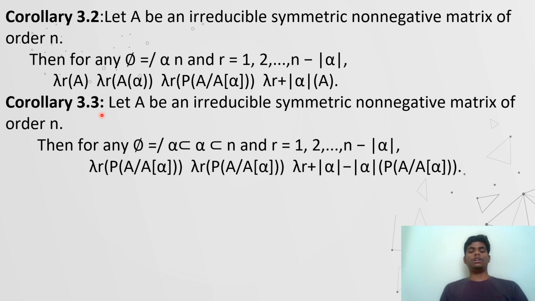Corollary 3.3. Let A be an irreducible symmetric non-negative matrix of order n. Then for any α ⊂ n and r = 1, 2, 3, and so on up to n − |α|, λ_r(A/A[α]) and λ_{r+|α|}(A) satisfy the stated bound involving |α| and ρ(A/A[α]).